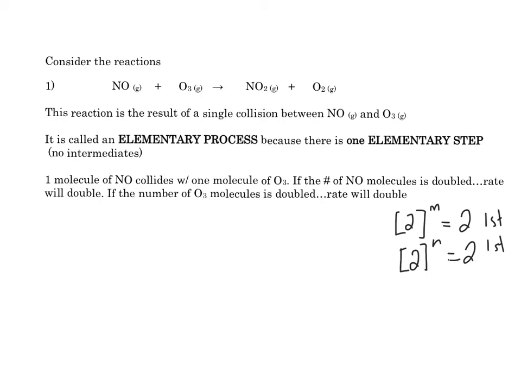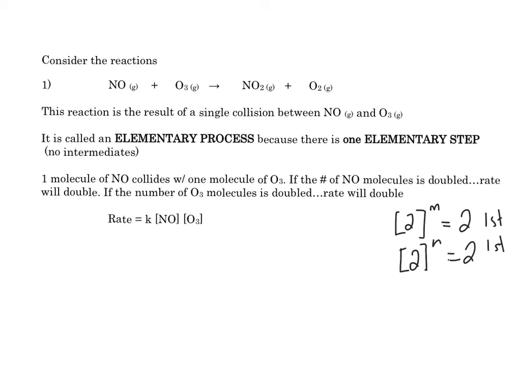So now we can write our rate law expression. So rate is equal to the rate law constant times the concentration of nitrogen monoxide to the first order times ozone to the first order. So we can get the rate law expression if we know this is an elementary process. It is the coefficients from the balanced chemical equation. Those are 1, and so these are 1.